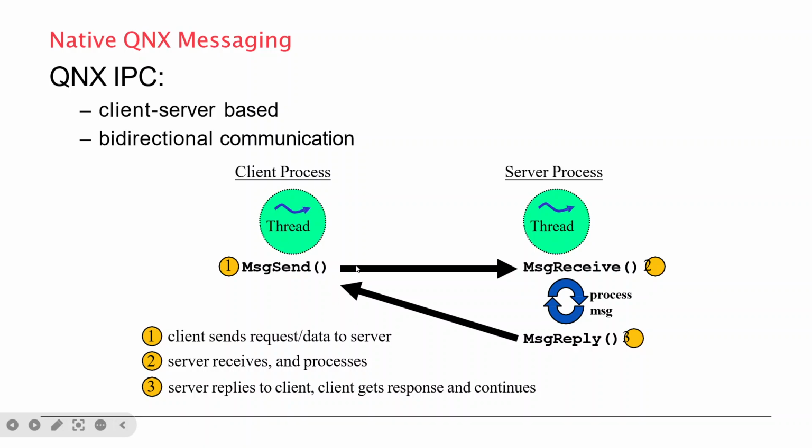The client sends the request or data to the server. That is process one. The message is sent from the client to the server, and the server receives it and processes it. After that, the server replies to the client. The client responds and continues. So the first step is the message sent by the thread. The server process receives that message, then the message is processed, then it sends the reply.